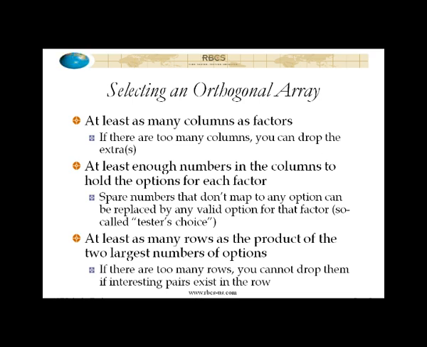Now, one thing to warn you about, if there are too many rows, you can't just drop them like you can with the columns, because what will happen is oftentimes there will be interesting pairs or singletons in a row, interesting in the sense that they're not covered in any other row. So you have to check to see if that's the case before you drop any spare rows. Now, this isn't always something you have to worry about. I just mention it so that you don't go willy-nilly deleting rows without worrying about, am I cutting away something I actually need?